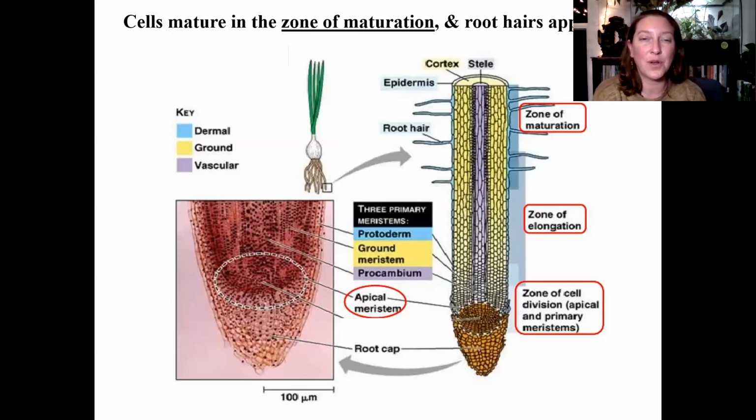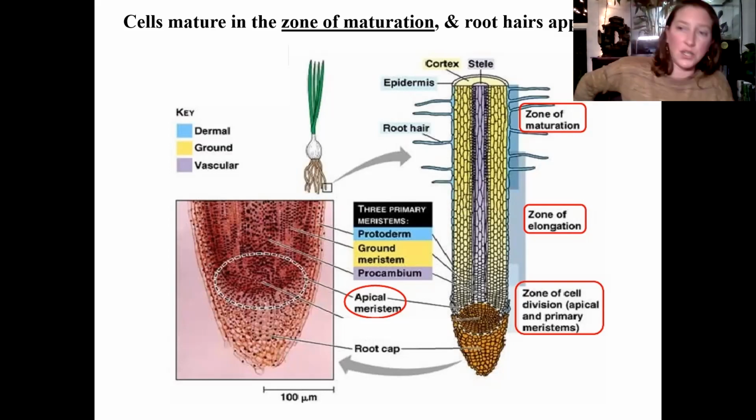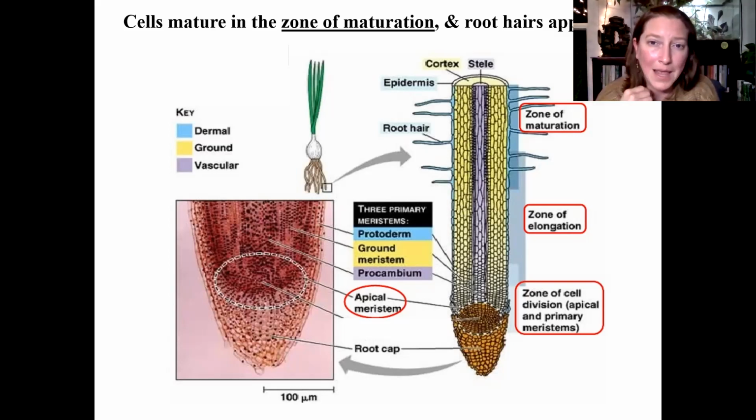Lastly is this zone called the zone of maturation. The zone of maturation is where root hairs appear. And here is also where those tissues are going to be completely made. So the primary meristems are beginning to make the tissues in that zone of cell division. Those cells are becoming ready in that zone of elongation. And by the time you get to the zone of maturation, everything is mature. And so you'll have regular epidermis, cortex, things like that.